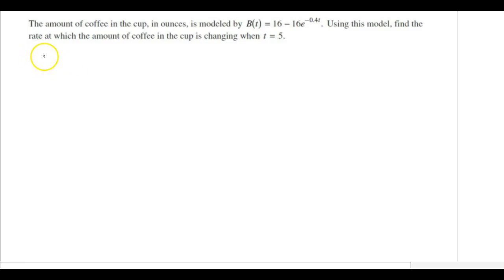Alright, final AP style question comes from the free response portion. So this was one part of a question on free response. We're told the amount of coffee in the cup in ounces is modeled by B of t equals 16 minus 16e to the negative 0.4t. Using this model, find the rate at which the amount of coffee in the cup is changing when t equals 5. So here, I'm being asked to find the rate, which means I want to find the derivative. I want the rate when t is 5 at a particular instant. So I'm being asked for the instantaneous rate of change, which is the derivative.